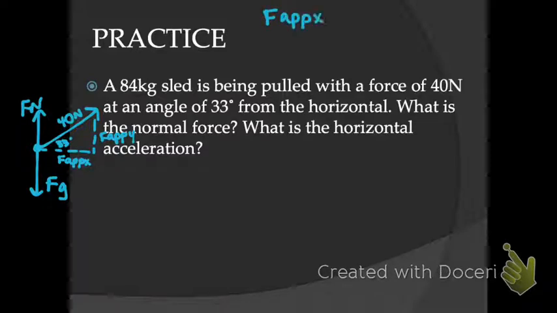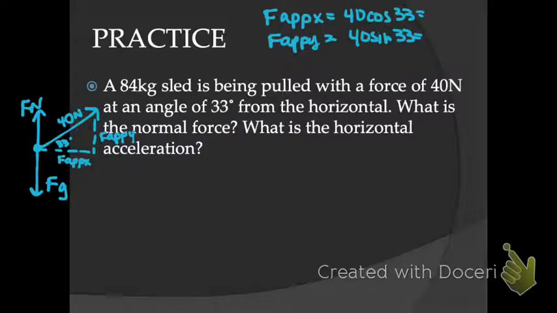F applied X would be 40 times cosine of 33. F applied Y would be 40 times sine of 33. Why don't you guys go ahead and solve those? 33.5 and 21.8. Is that about what you had?